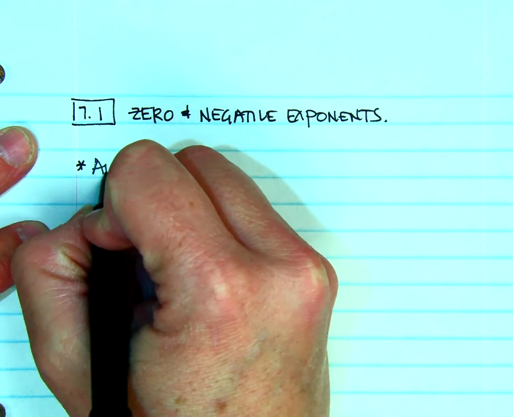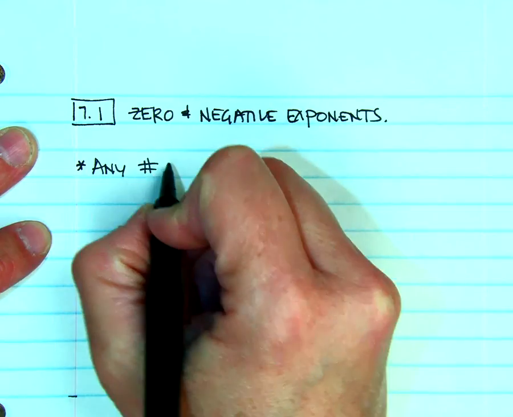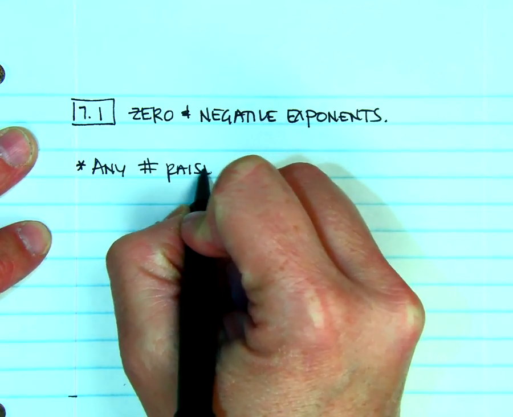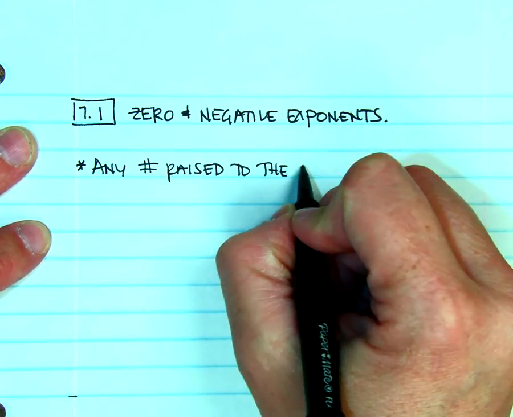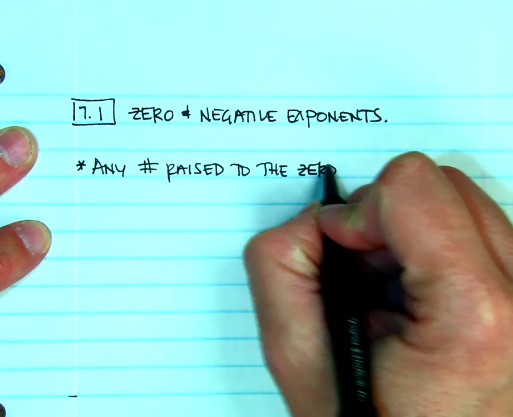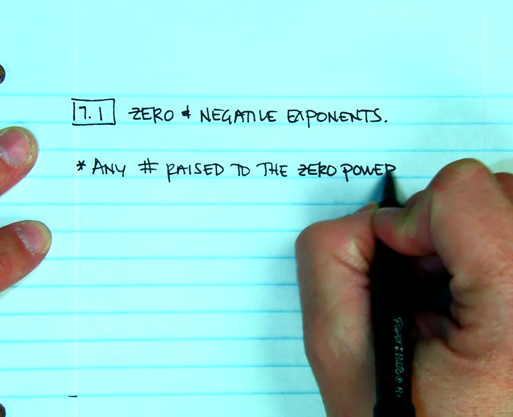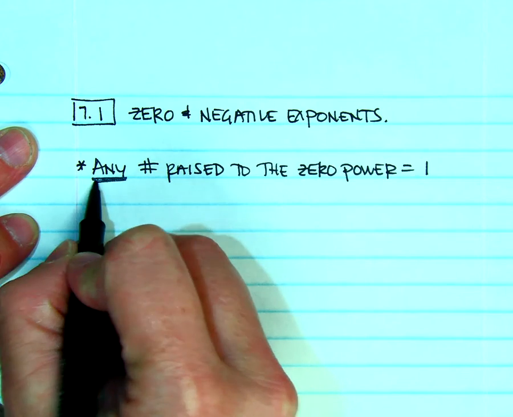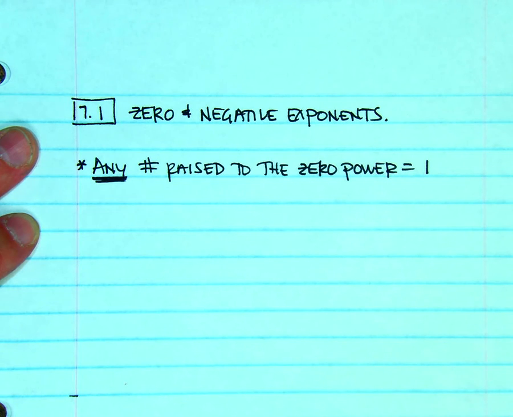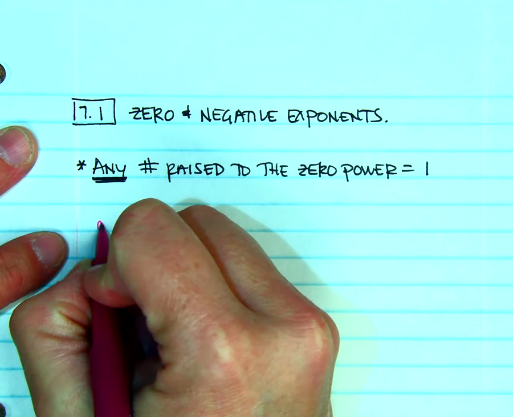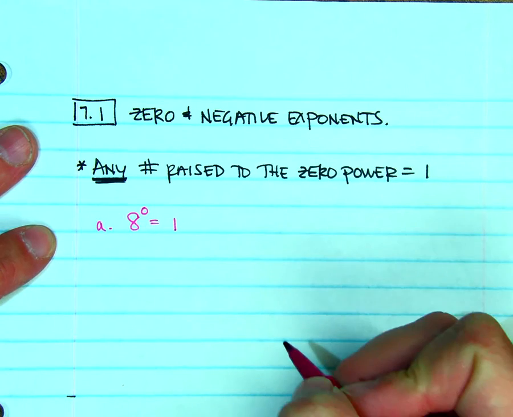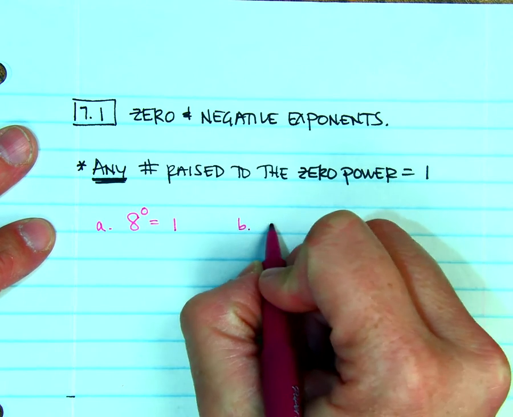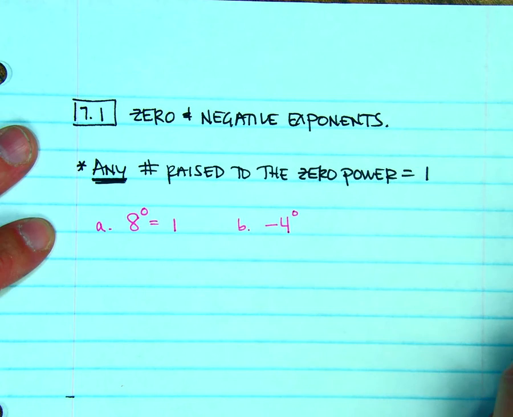Any number raised to the 0 power equals 1. Any number. So, for example, if you have 8 to the 0 power, it equals 1. If you have negative 4 to the 0 power, it equals 1.